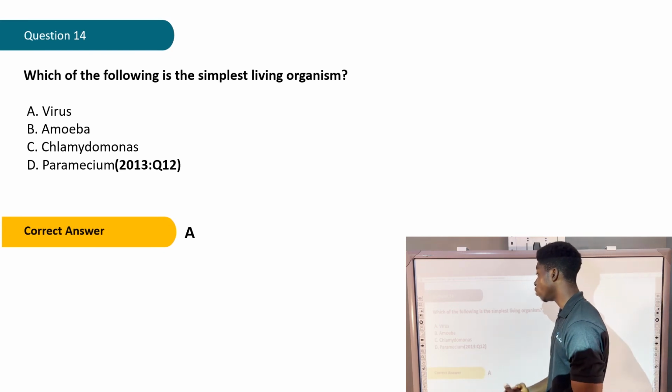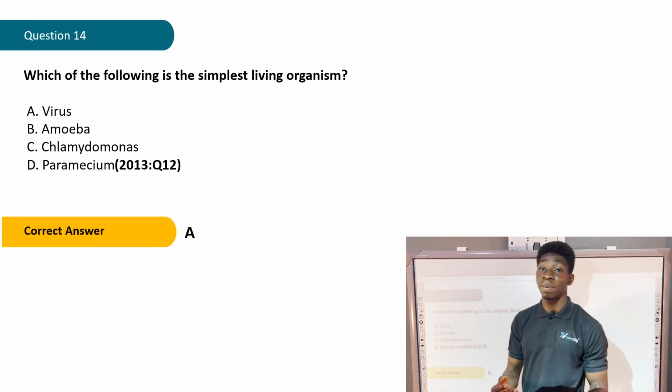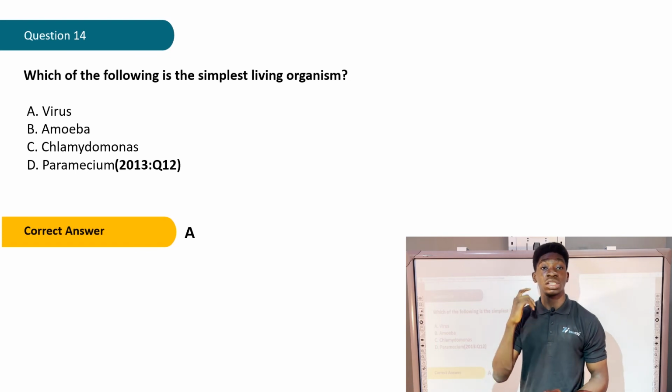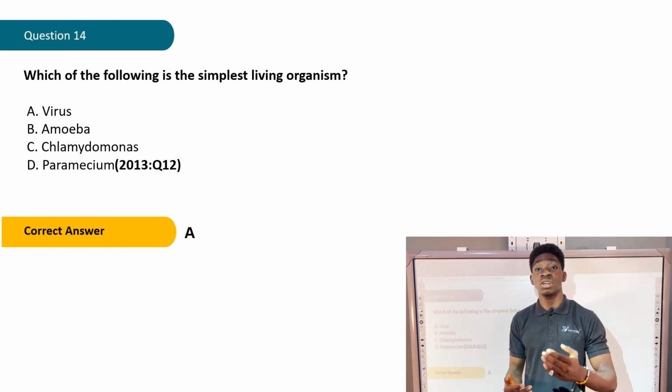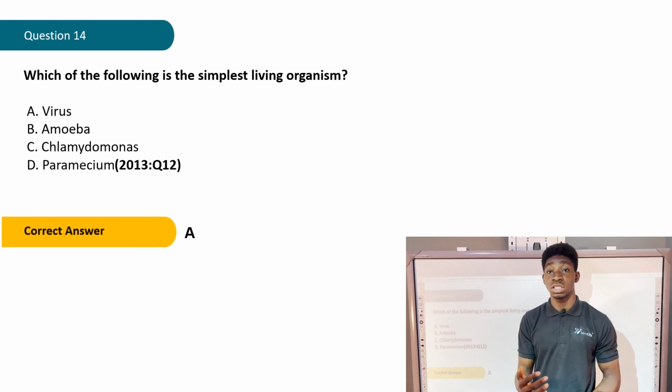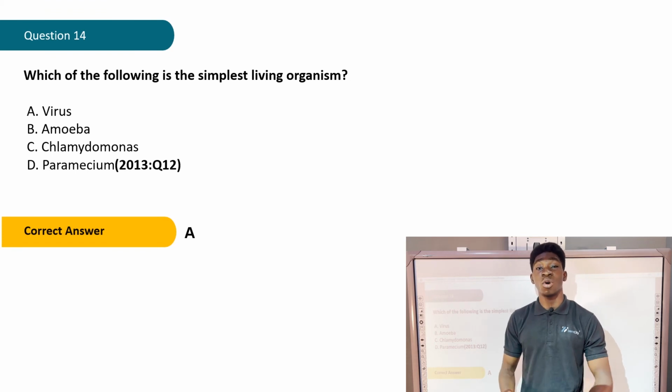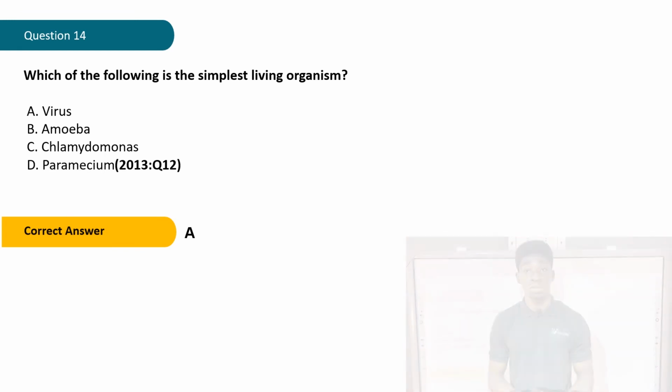Obviously A, virus. Virus is the simplest living organism because even according to the system of classification, it's not really classified as a living organism. Virus is not a living organism until it is in the body of a host, and therefore it is the simplest living organism in classification.